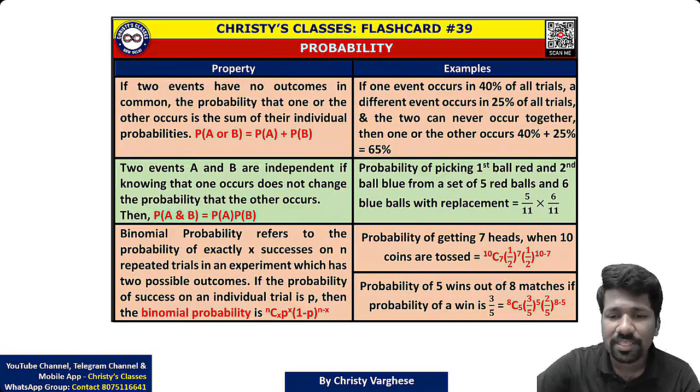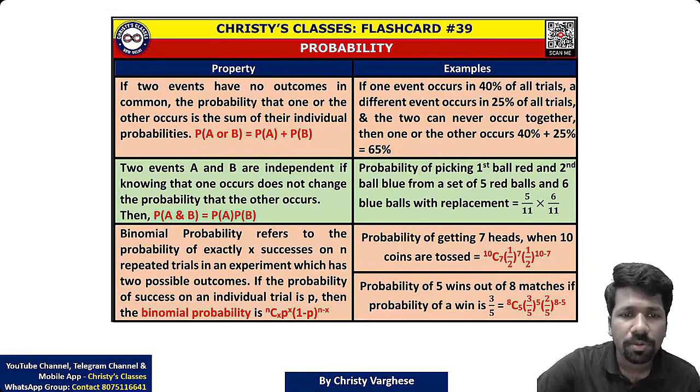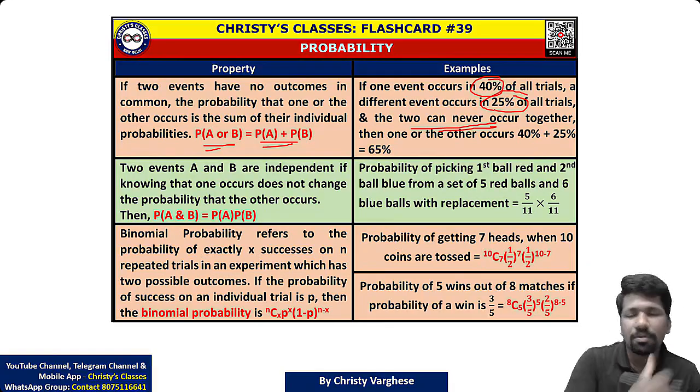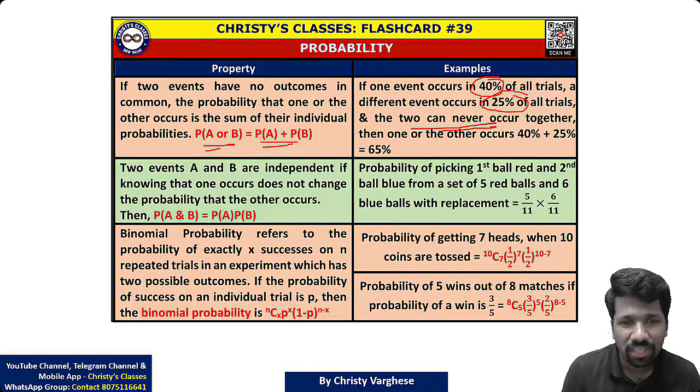Now these theories, let us have a quick revision because they can ask this time also. GATE exam में 2025 GATE exam में इसका basis में एक question आया था. That is why we will discuss this. Carefully listen. If two events have no outcomes in common, probability that one or other occurs, this or that occurs, is sum of probability. For example, 40%, one event occurs 40%, different event occurs 25%. If they don't occur together, for example, when you roll a dice, getting an even number, getting an odd number, these are mutually exclusive. They won't happen together. Another way of saying is mutually exclusive.